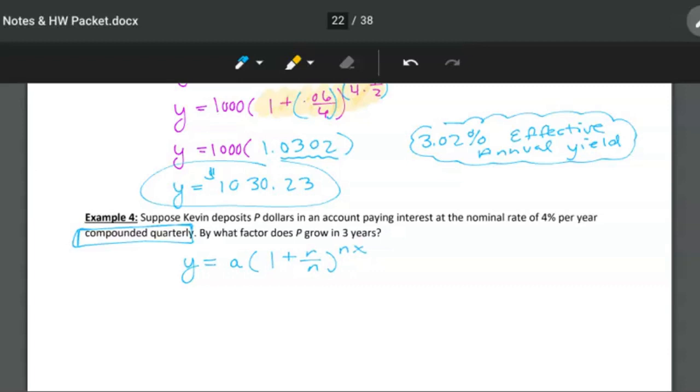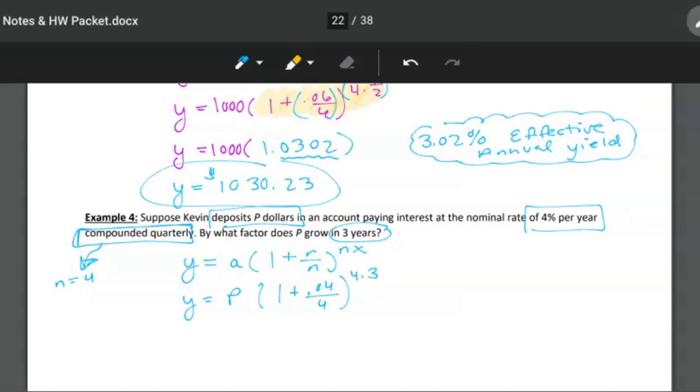All right, and it said Kevin deposits P dollars. So I guess P in this case is our A value. If you want to change it, they're calling it P. All right, 1 plus our R value, the nominal rate, what they're advertising, is 4%. So that's 0.04. Compounded quarterly means n is 4. So divide by 4 and raise it to the 4 times 3 power because he's going to leave it in the bank for 3 years.